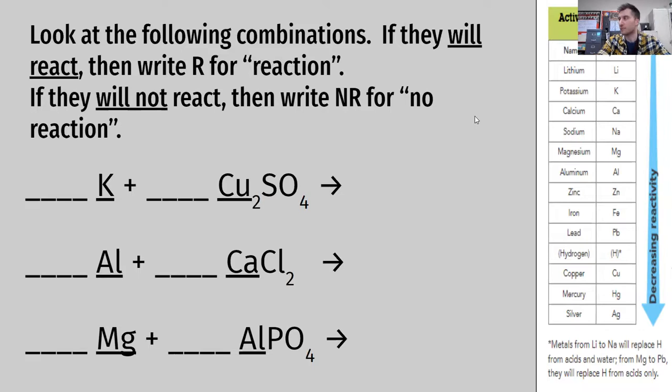So in our first example, where we have potassium and copper, 2 elements that are potentially going to switch places, what we're going to want to do is obviously find where they're located on the activity series.